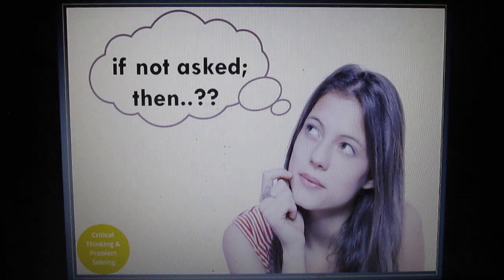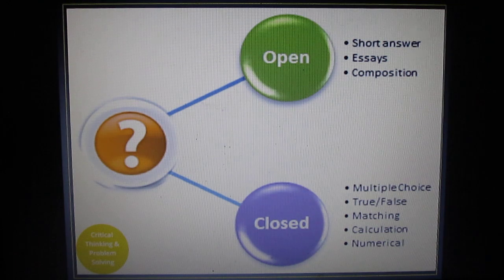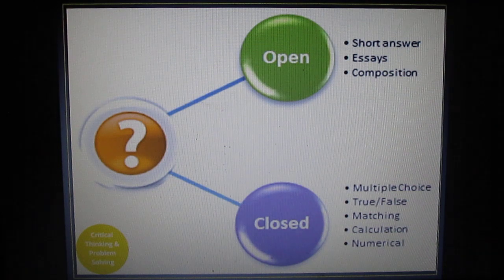Let's suppose the question is not being asked, then what will happen? You can imagine this from this picture. Questions are of different types: open questions and closed questions. Open questions are those where we ask for details in words form, like CRQs, ERQs, essays, composition, letter writing. Closed questions are those where the answer is perfect, like yes or no, matching, true false, multiple choice questions, and numerical.